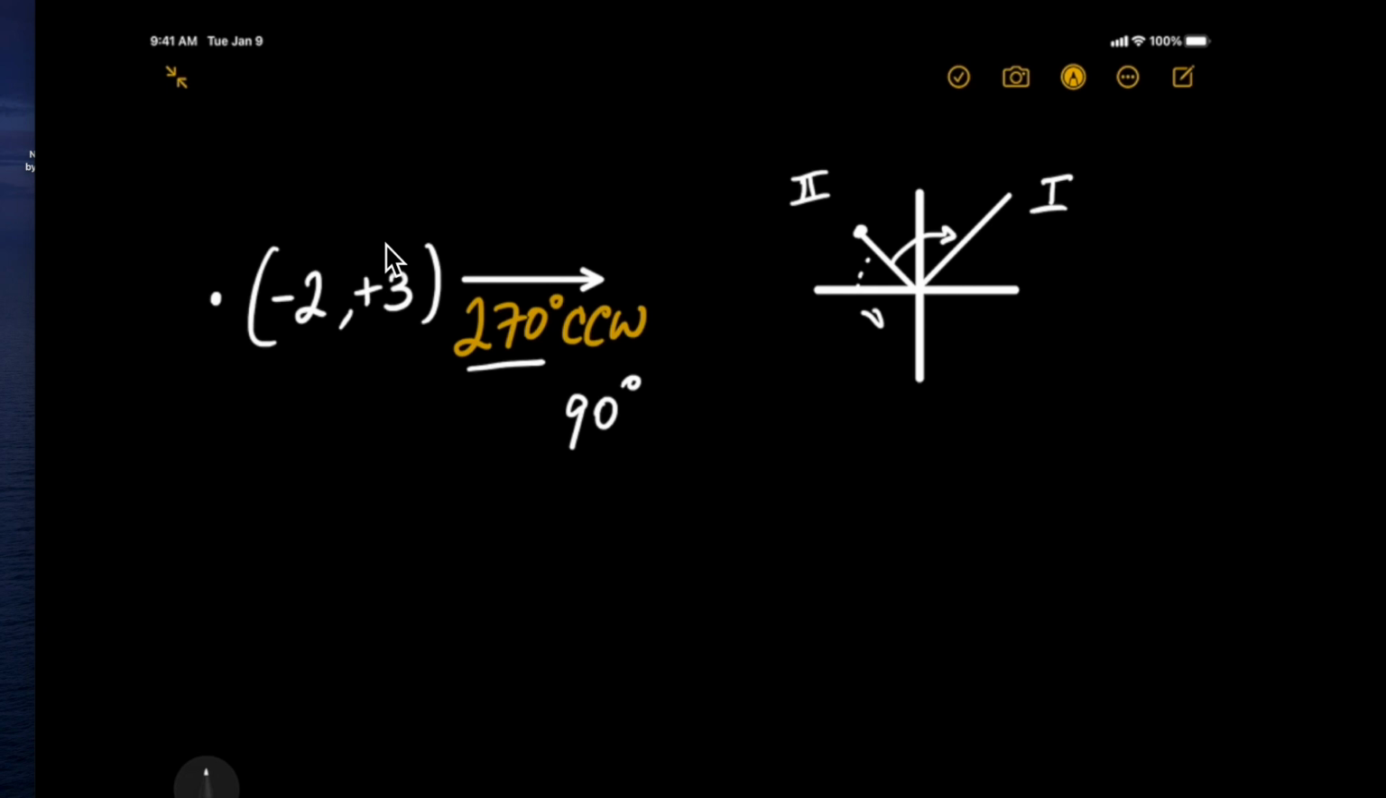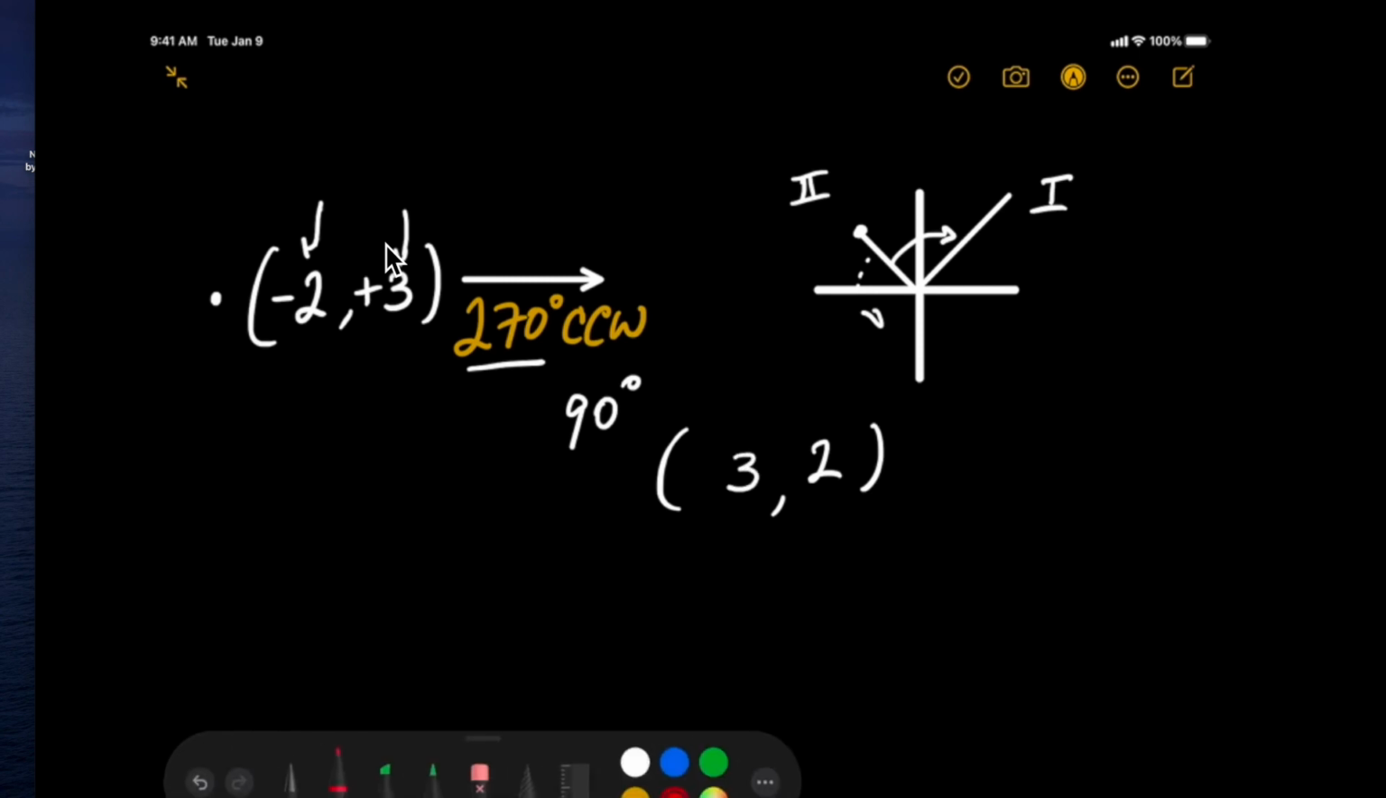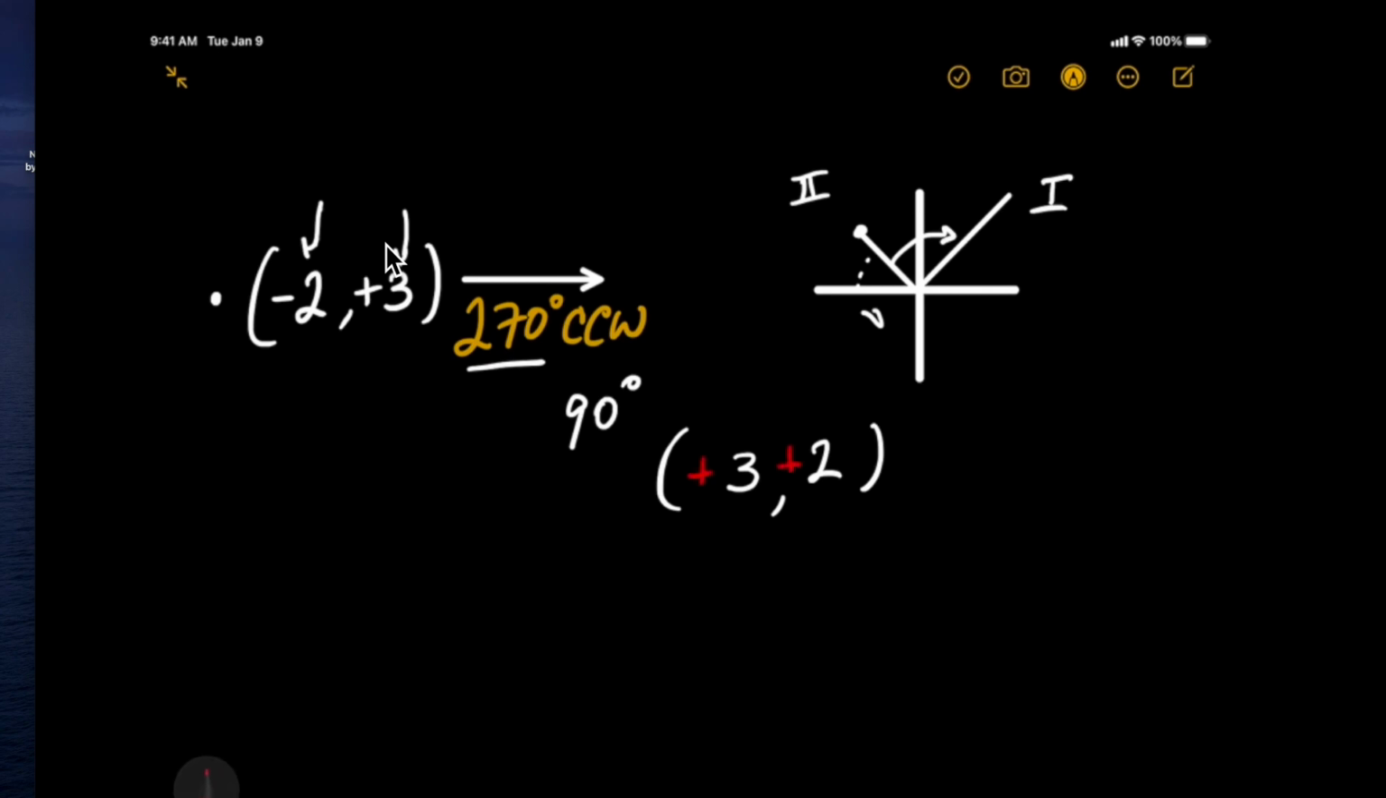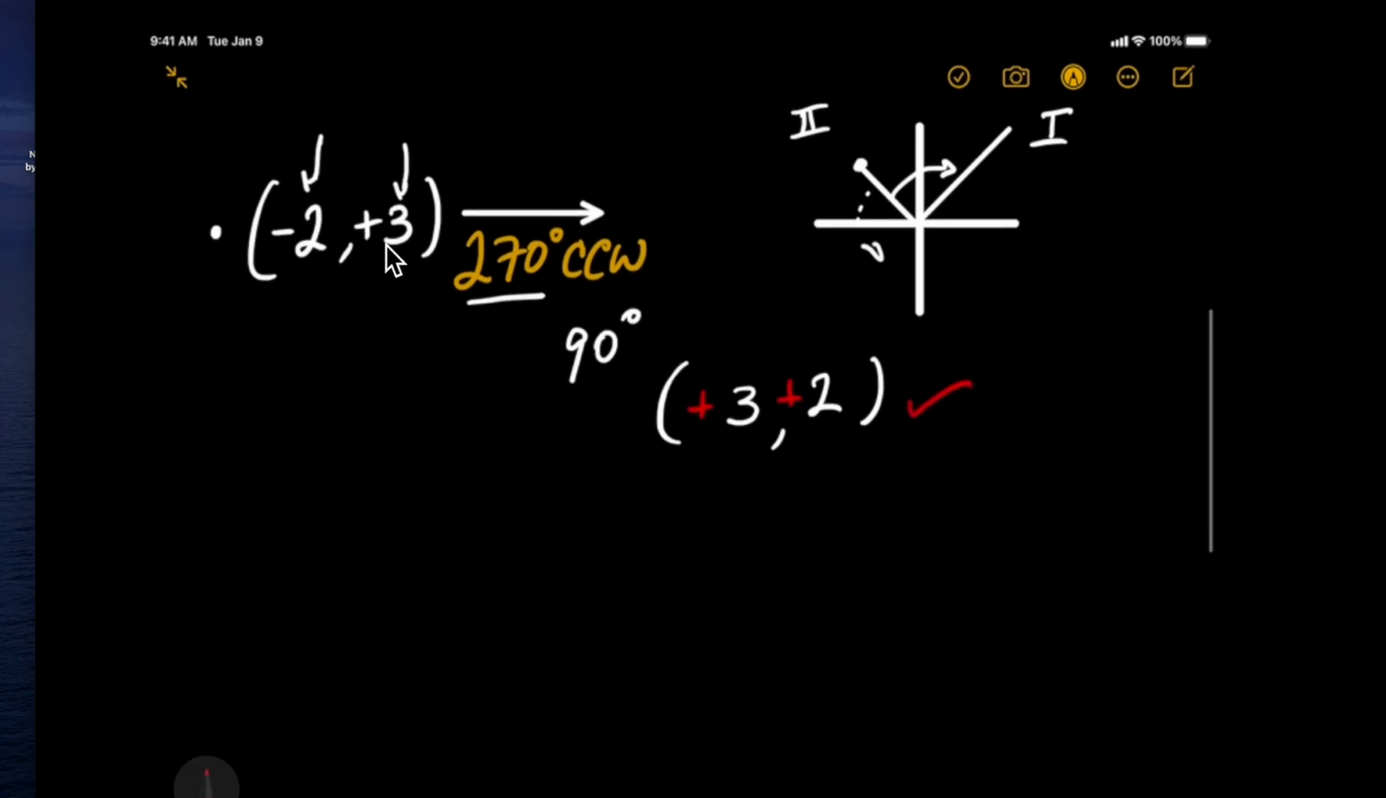Remember, a 270-degree rotation is a hidden 90-degree rotation. Because it is 90 degrees, we are going to flip the location of the integers. We're going to take 2 and put it here. We're going to take 3 and put it here. Now we're going to address what signs there will be. Because we are in quadrant 1, they both have to be positive. That is your final point.